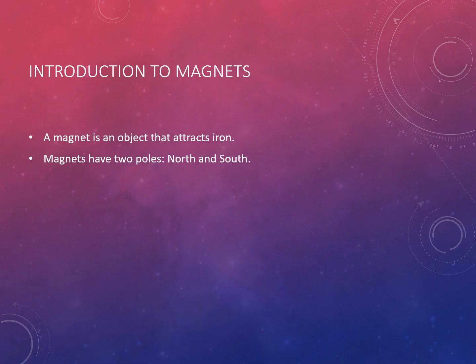Now let us begin with an introduction to the magnet. A magnet is a special object that can attract iron and some other metals. Every magnet has two ends called poles. These are the North Pole and the South Pole. Both poles are important because magnetism works between these two poles. In the next slides, we will learn more interesting properties and uses of magnets.